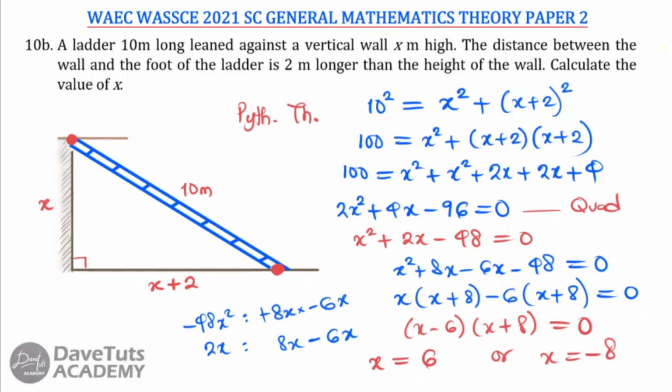But let me ask you a question. Can the value of x, which is a measurement of distance, be negative? It can't, so this cannot be our answer. Then definitely x is going to be 6. And that is why they didn't ask us to calculate the values of x. They only asked us to calculate a singular value of x. And then 6 will be the answer here, and our question is done and dusted.